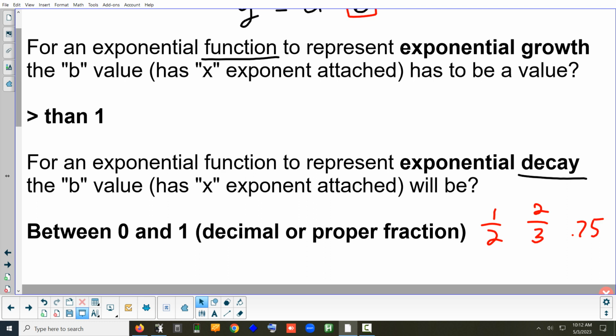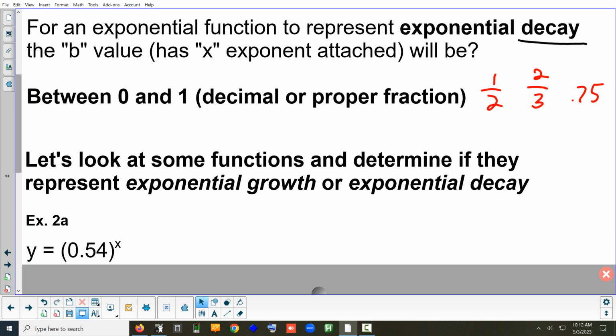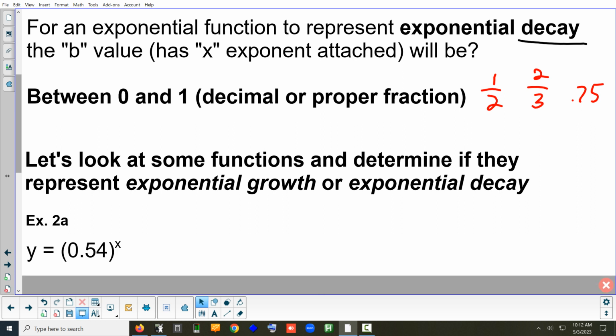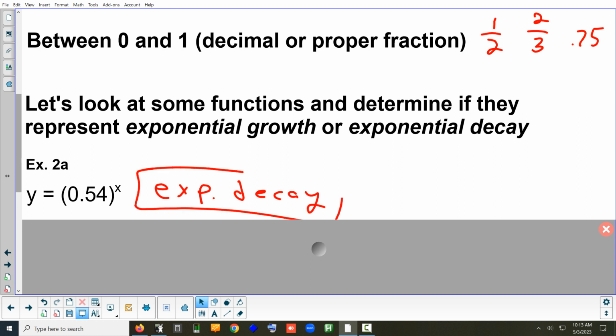All right. So now, example 2. Let's just look at some formulas. And all we're going to do is write one word. Growth or decay. It's going to be one of those two. Y equals 0.54 to the x. So focus on the 0.54 number. Is that going to be exponential growth? Or is that one going to be exponential decay? That's decay. Exponential decay. Why is it decay? Because the number here is between 0 and 1.